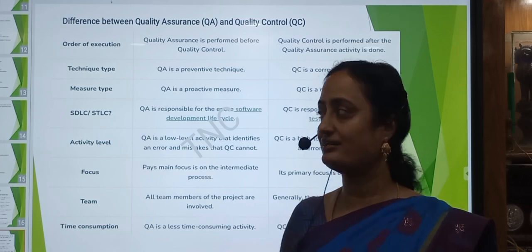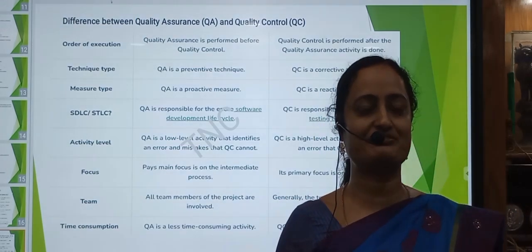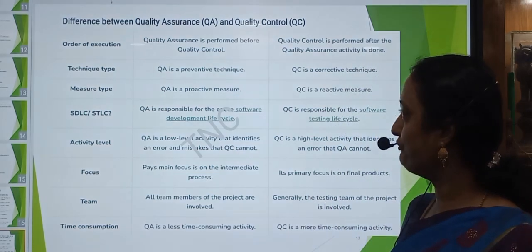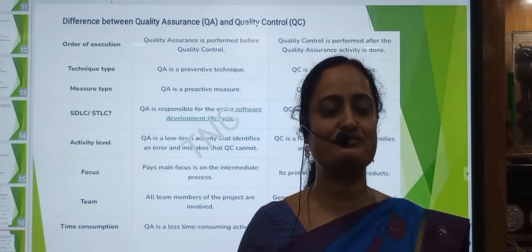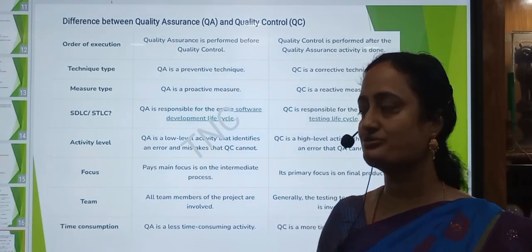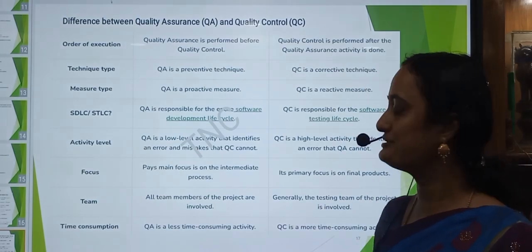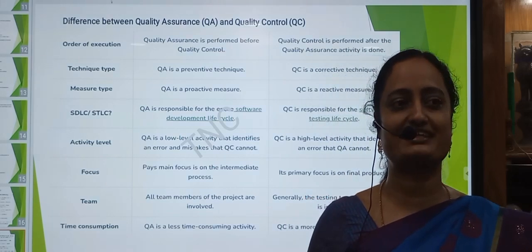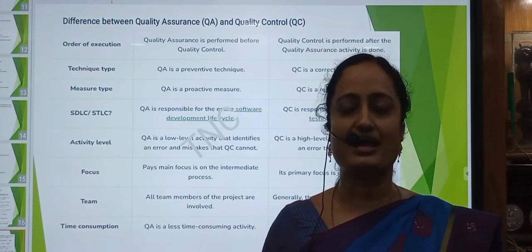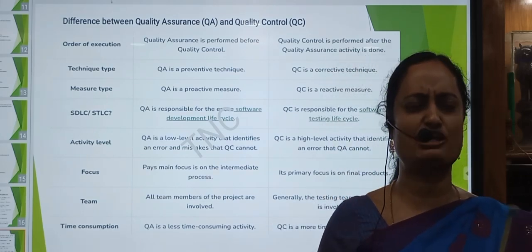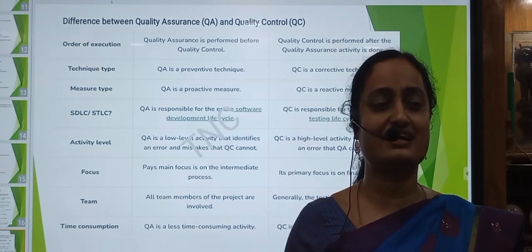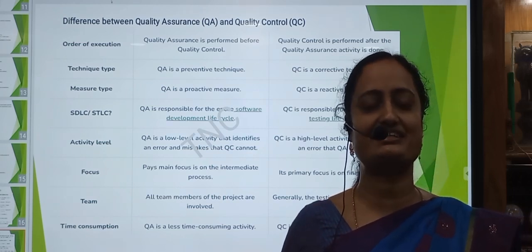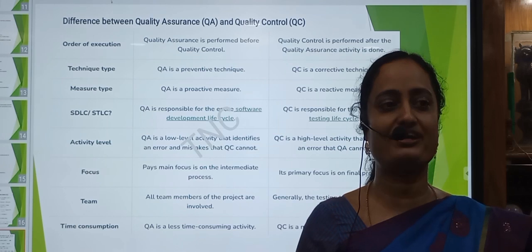Next, technique type. QA is a preventive technique and QC is a corrective technique. Measure type: QA is a proactive measure and QC is a reactive measure. SDLC or STLC: QA is responsible for the software development life cycle and QC is responsible for the software testing life cycle. Activity level: QA is a low level activity that identifies errors and mistakes, but QC is a high level activity that identifies errors that QA cannot.